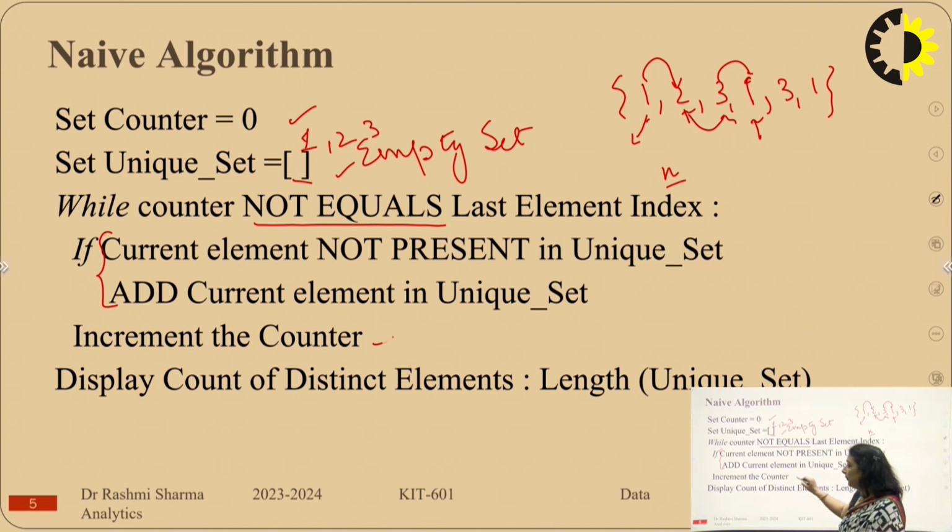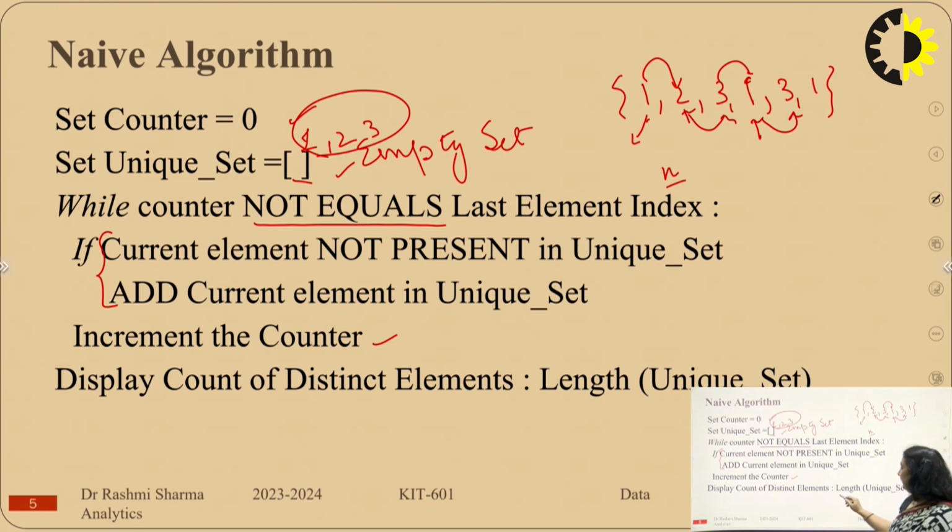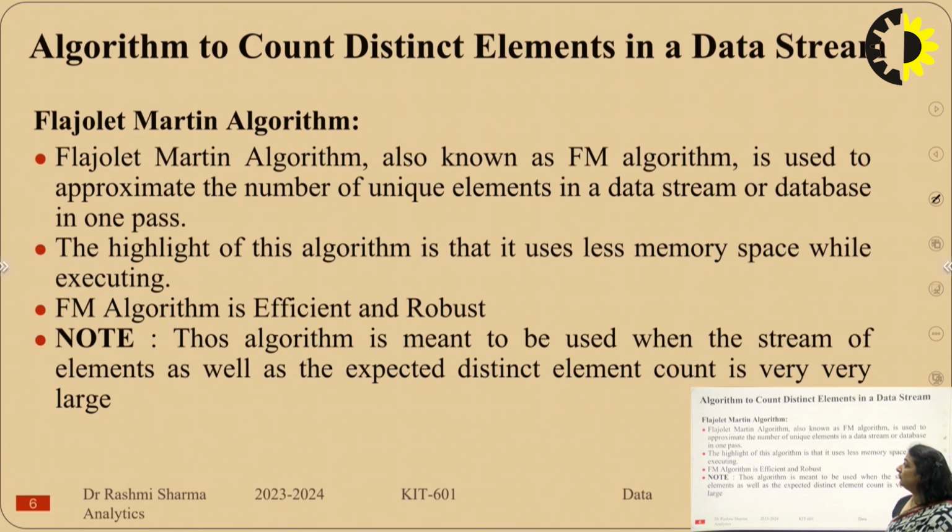I only increment the counter, that is from 1 it goes to 3, and again for 3 I check if it belongs to the unique set. Yes. So I would increment, I won't add that to the unique set. So my unique set contains only 3 elements, that is 1, 2, 3, and I can find the length of that unique set, that is 3. So the number of elements is 3 and the values are 1, 2 and 3. So like this our naive algorithm works.